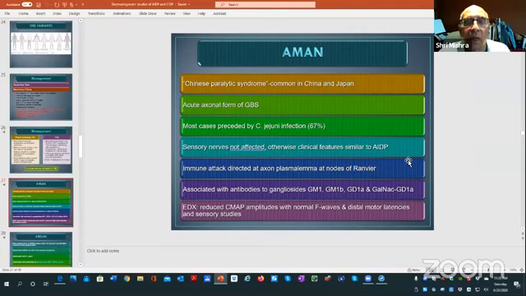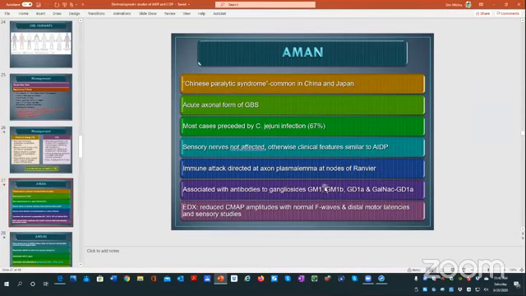This one is the acute axonal form. In most cases, 60 to 70% of cases, they have Campylobacter jejuni. If you do a blood test, you have abnormalities there. And you have this immune attack, the things I described to you earlier, that affects the plasmalemma and node of Ranvier.